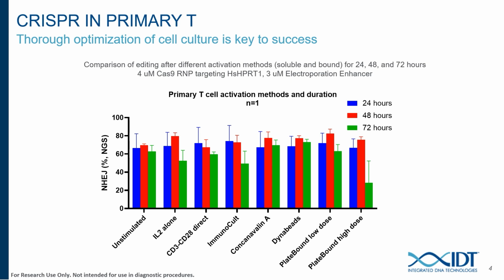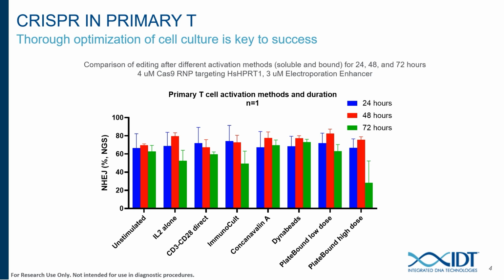We tested standard Dynabeads, and then plate-bound activation where the CD3 and CD28 are in a monolayer on the base of the cell culture dish, and we tested those at low dose and high dose, measuring CRISPR editing after activation for these different time points.